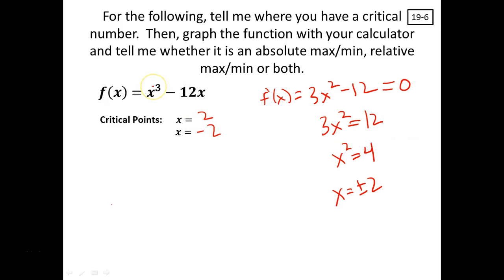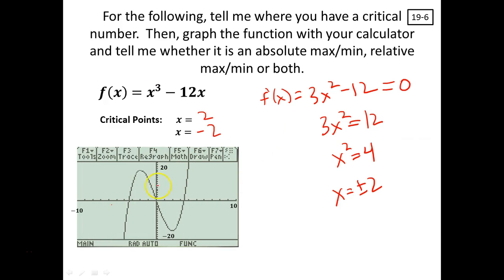And now the next thing you're supposed to do is graph this with your calculator. When you graph it, you're going to see here is negative 2. And so how about that negative 2? Well, it looks to be a relative max, right? Increasing to decreasing, but not an absolute max. I mean, this graph continues here going on and on forever. And at positive 2, we're going to have a relative min. So relative max only, relative min only for this one. Okay, next one.